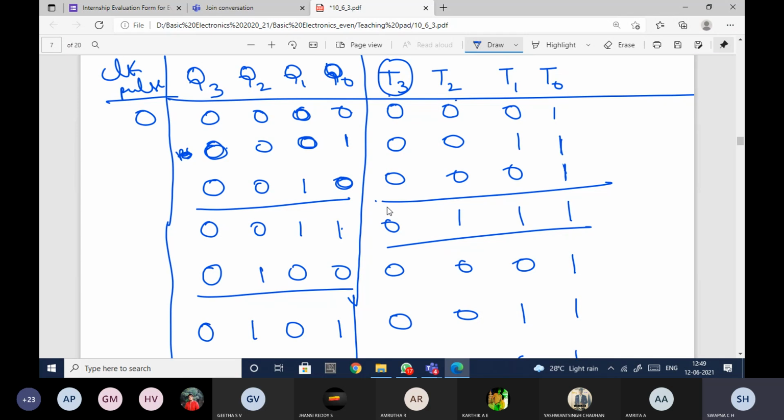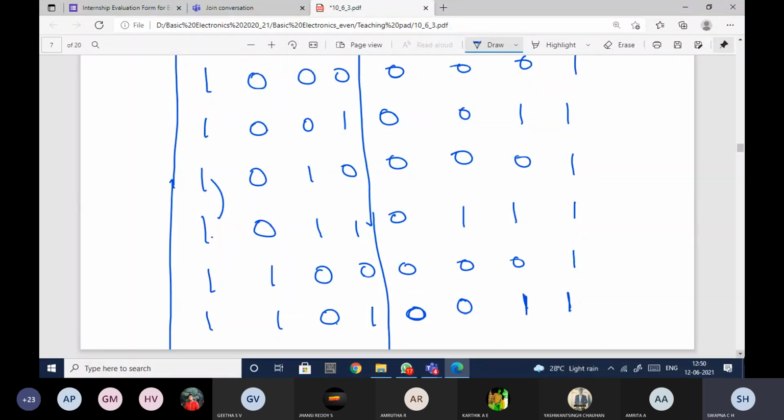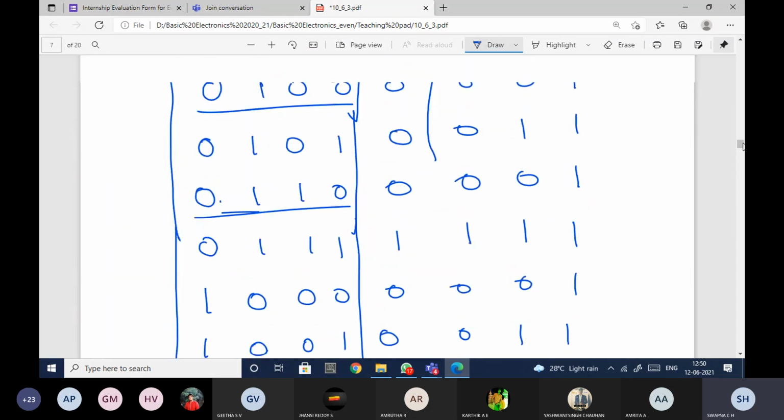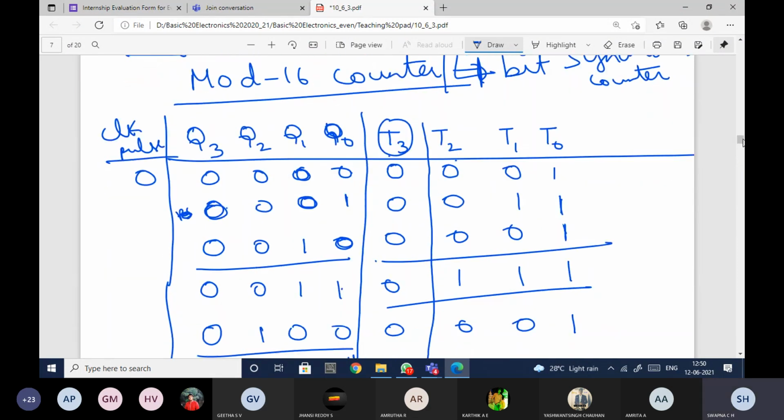Okay, so in order to do that, we have to write the equations for T3, T2, T1, T0. First you need to write the equations. So T3 equation. Can anybody tell me the T3 equation? T3 equation. T3.